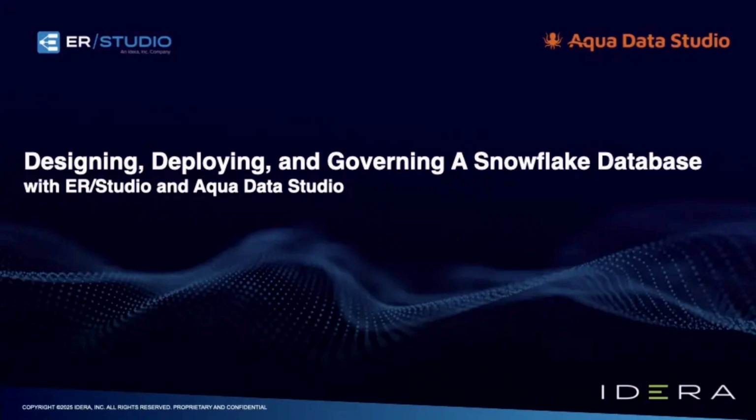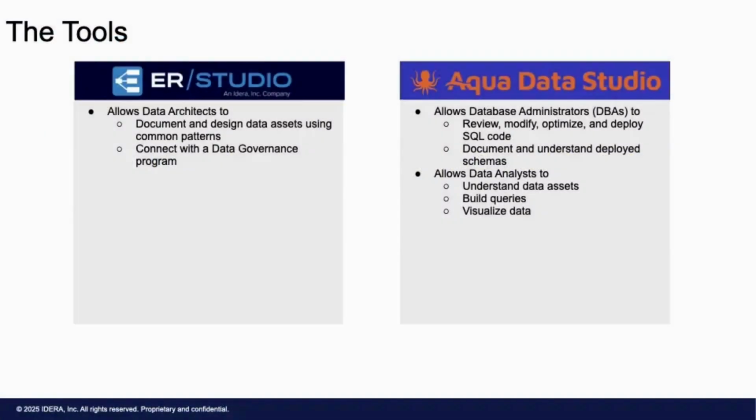Okay, let's get going. So let's first of all introduce the two tools that we're going to be talking about today. The first one is ER Studio. The main role that uses ER Studio is the data architect. Data architects are going to use ER Studio to document and design data assets. Those data assets might be files or databases, and the key thing is every time we design a data asset, we're going to be using common patterns. I'm going to talk you through what that means in a moment.